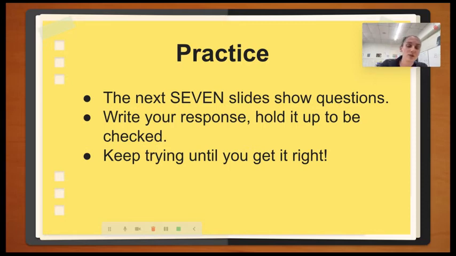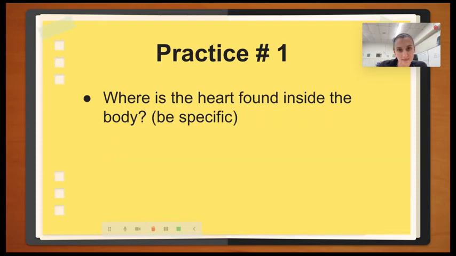Make sure you write your first and last name on the sheet, as well as today's date, which is September 14th. Okay, let's do this. Practice time. It says the next 7 slides show questions. Write your response, hold it up to be checked. We already discussed that. You're just going to turn it into Miss Hennigan.